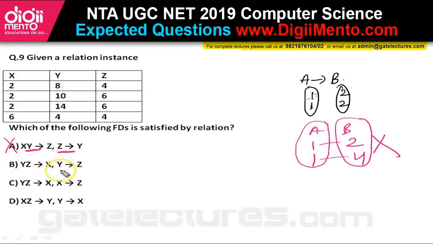Now let's look at option B. Y is deriving Z. Does Y have any duplicacy? No. This side should not have any duplicacy, and if it does, then the same values should be derived here. So Y does not have any duplicacy, so automatically this one is right here. Now let's check YZ. All the pairs are unique: 8 4, 10 6, 14 6 and 4 4. Yes, all pairs are unique. So B is the right option here. If all the pairs are unique, then they uniquely identify in a relation. But if there is duplicacy, then we just have to check that they must derive the same values, not different values. So B is right here. Now let's look at the C option.